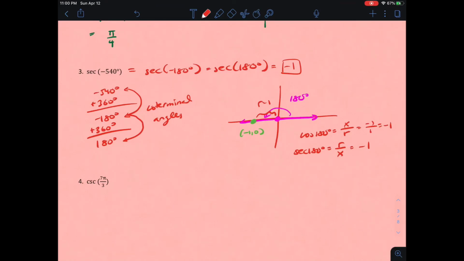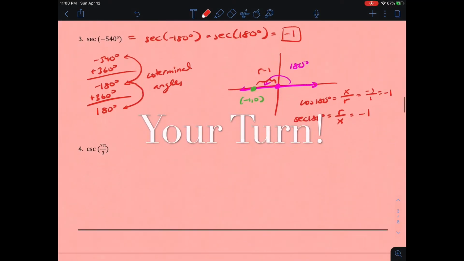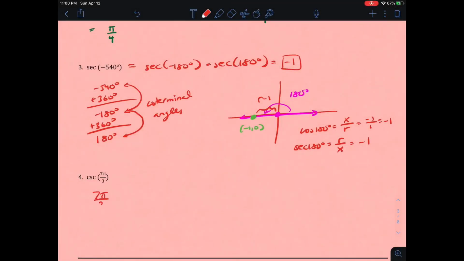If you made any mistakes, make sure you review it, make sure you understand it, and then when you're ready, try number 4 on your own. So for number 4 here, the first thing I'm going to do is make this angle a little bit smaller by subtracting 2 pi. Once again, you want to make sure you have common denominators here. And if you simplify this carefully, you do get pi over 3. So if I want to find cosecant of 7 pi over 3, I can just find cosecant of pi over 3 instead.